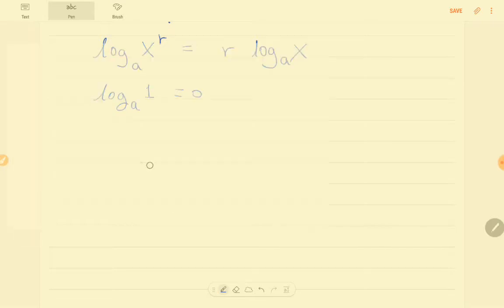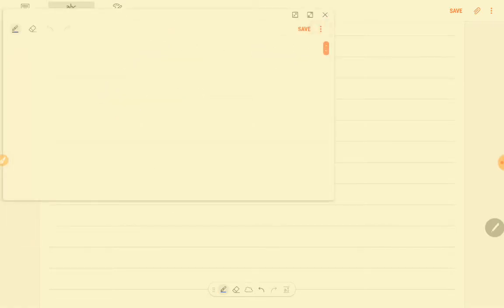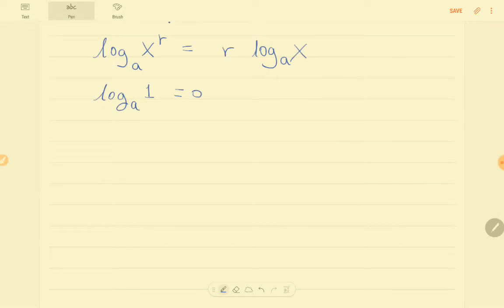And what else? The log base a of a. Okay, so when your base and your argument are the same value, what happens? What do you think it's going to be equal to? You want to try to guess? Well, if you rewrite this in exponential form, that'll be a to the power of something equals a. Yep, you're right. It's 1. Log base a of itself is 1.